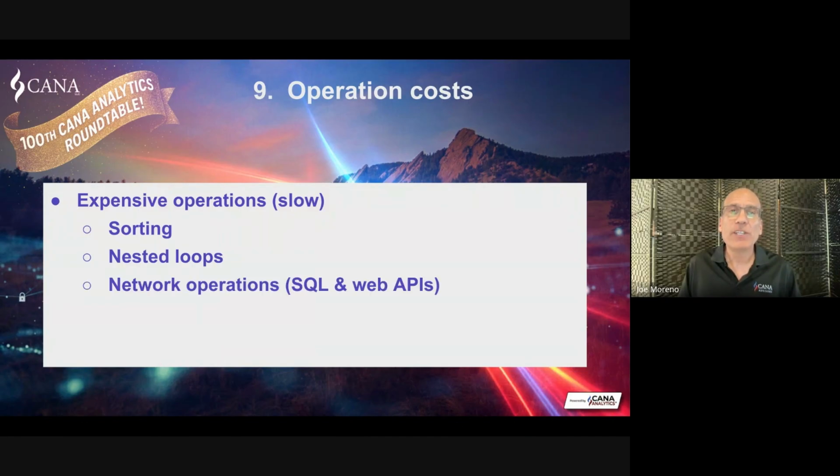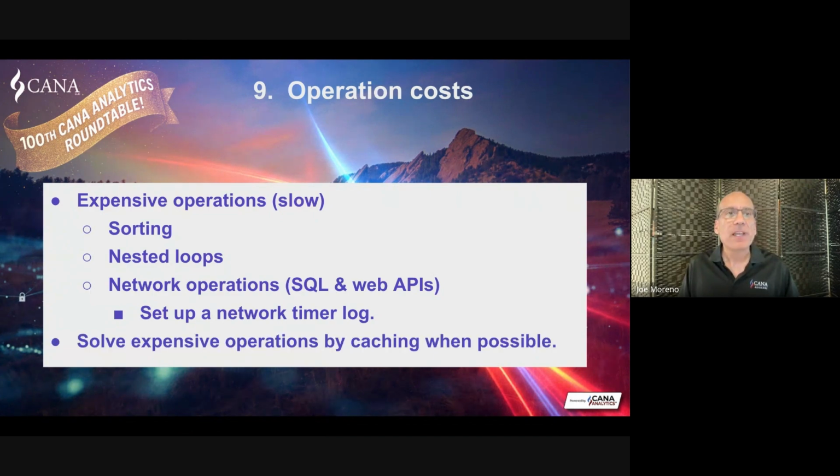And then network operations are inherently slow due to the latency of the network, especially web API calls. When you make a web API call, I highly recommend setting up a network timer to time how long that lasts. And I'll show you how to do that in a moment. Solve expensive operations by caching the results when you get them back.